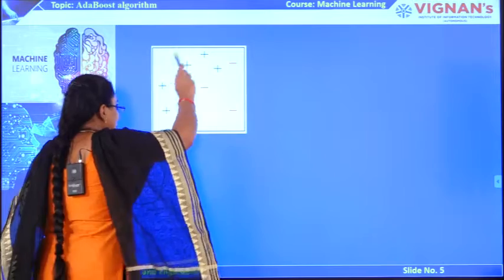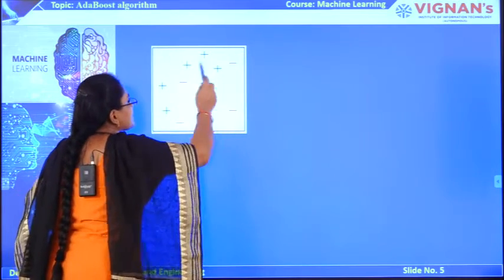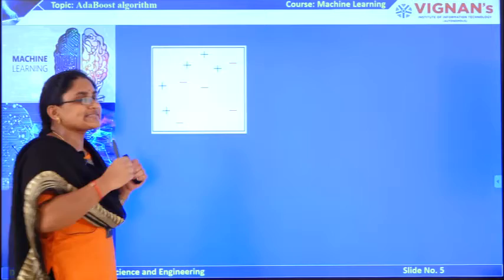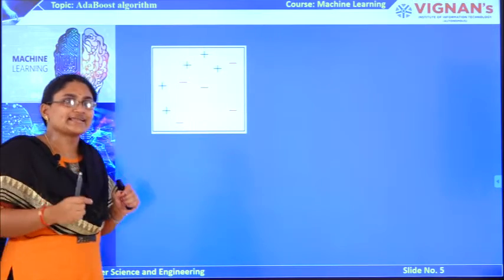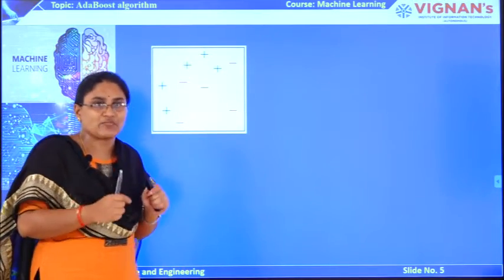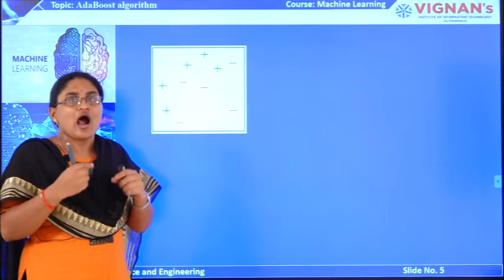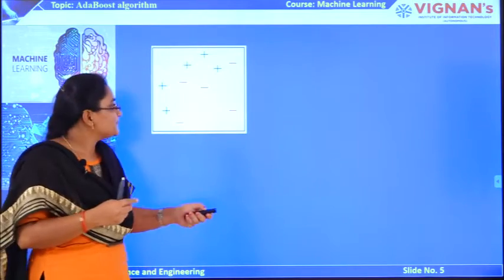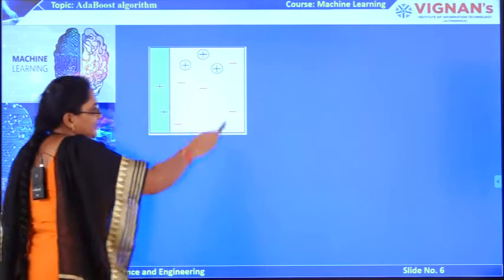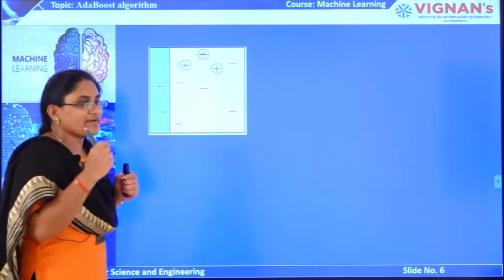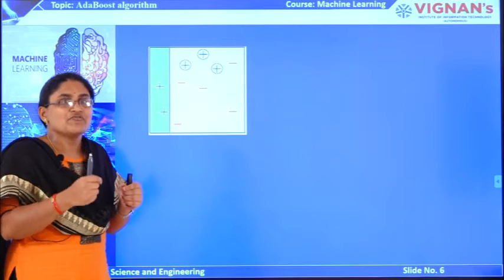So this is our data set. See here, all positive and negative data points are the same size, meaning all contain equal weights. After assigning the equal weights to all the data points, we apply this data set to our first data stump. This is our first data stump, D1. Let us say D1. For prediction, D1 has to draw a line.